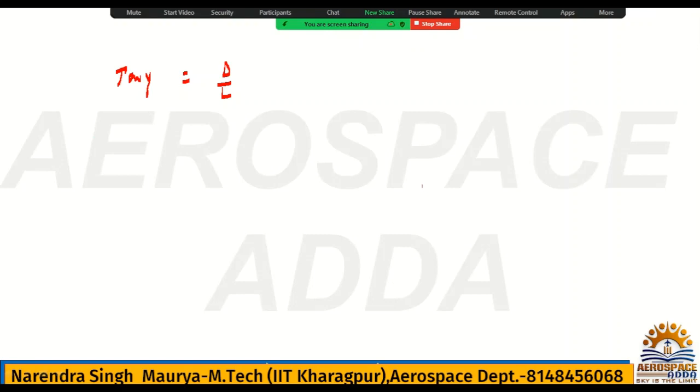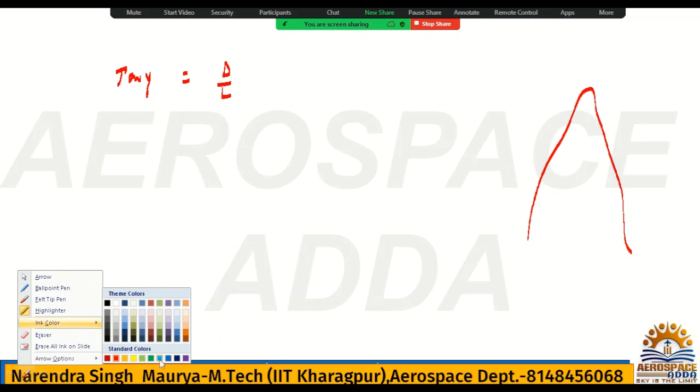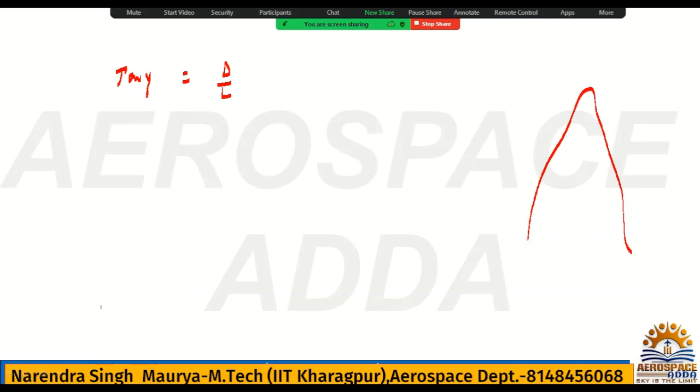Suppose this is one hill, a hill station you can say. It is actually an aircraft, but you have to treat it as a glider. This is the glider. Now someone is going to glide from the hill station to the surface.